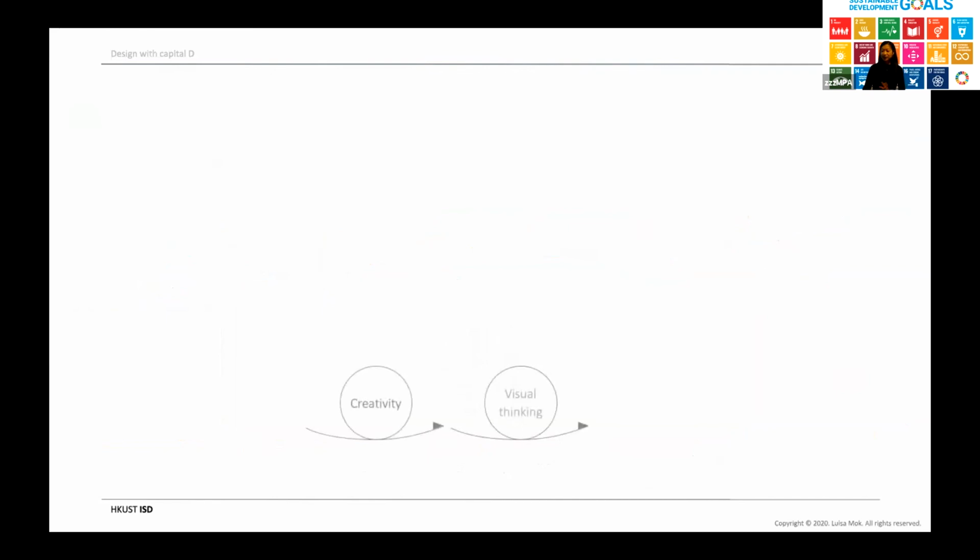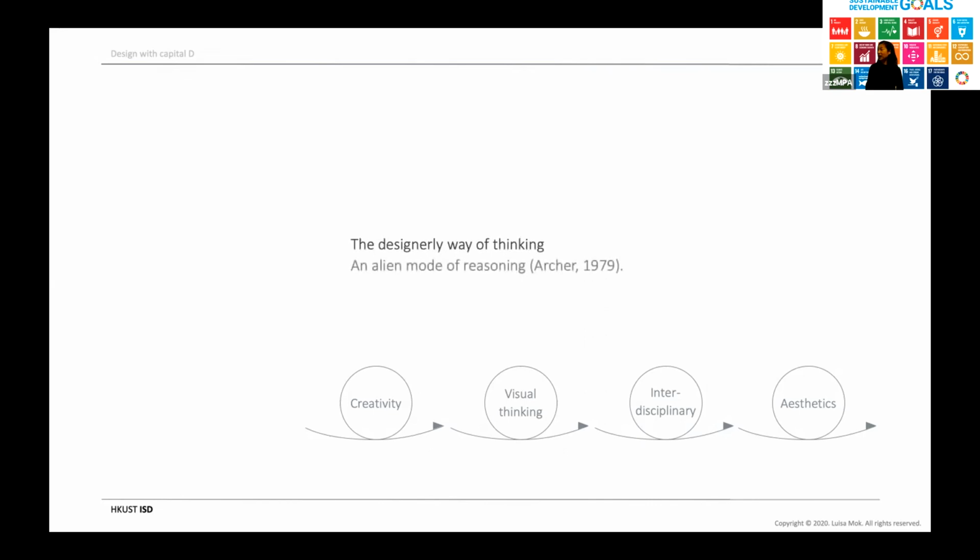So this is my last slide. When Tim Brown or Tom Kelley expanded design thinking to other fields, I think design practitioners or design experts should not forget the design attributes, and we should also expand these to other disciplines. So that is creativity, visual thinking, interdisciplinary, and aesthetic qualities, which are very unique in design. And the last quote is by Bruce Archer, the designerly way of thinking and alien mode of reasoning.